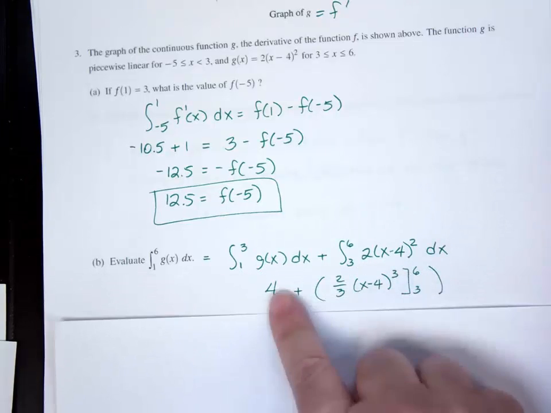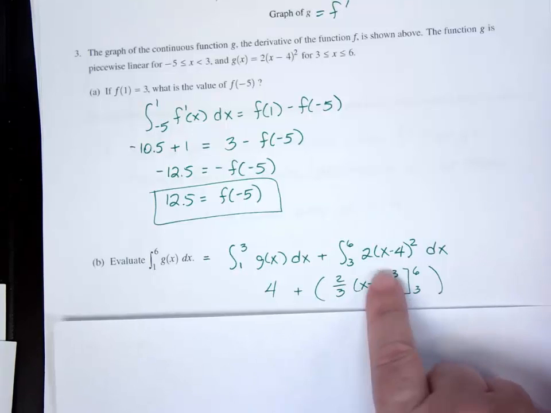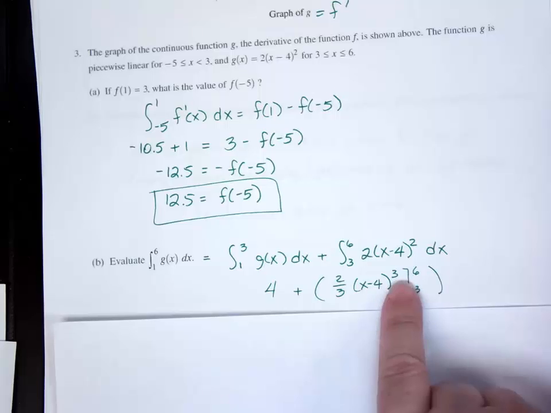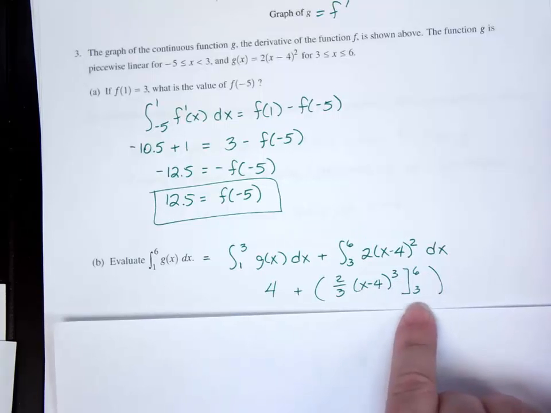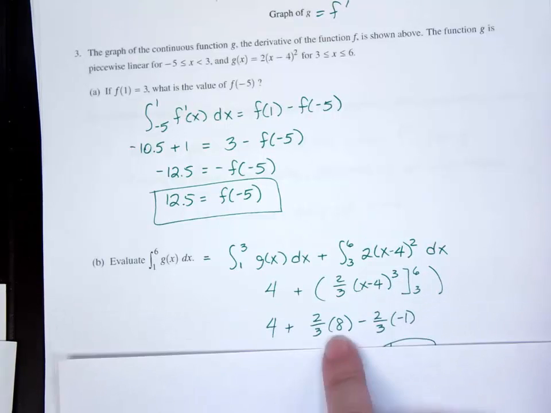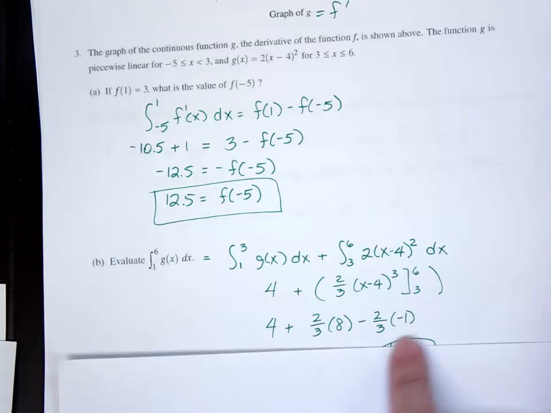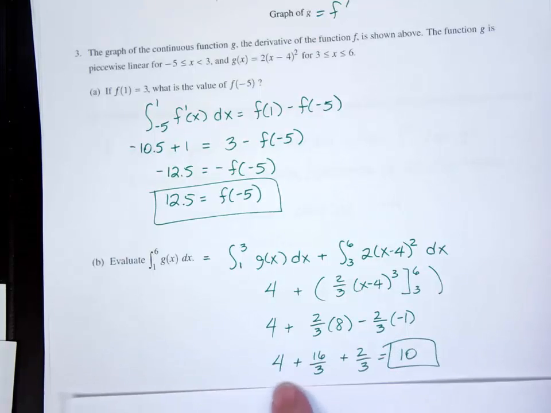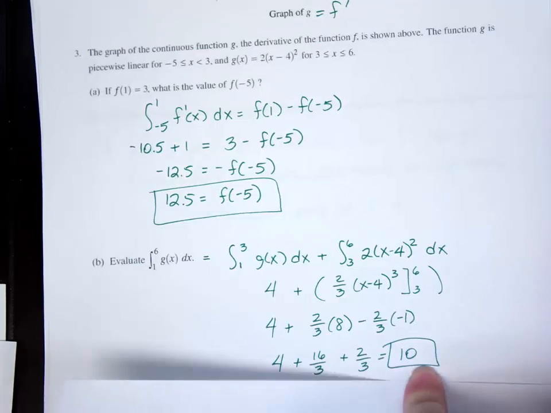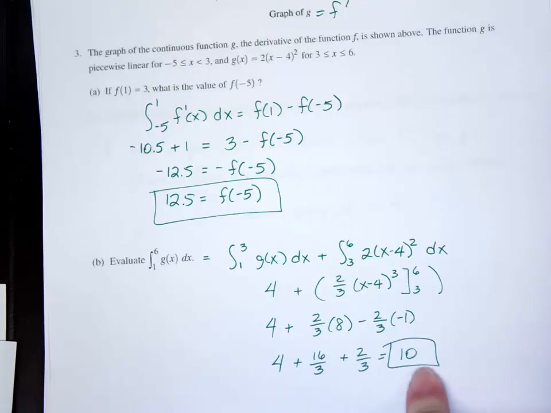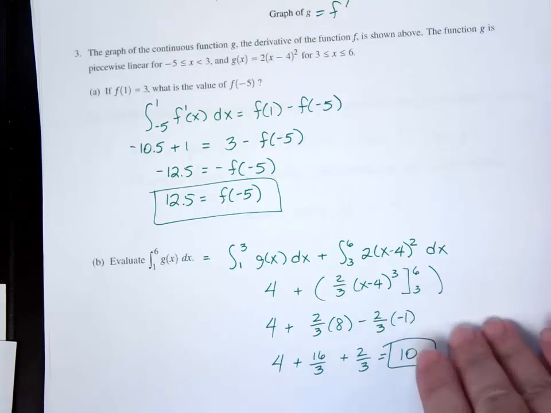So 1 to 3 of g is 4, it's 4 squares. And then the integral of this is 2/3 (x − 4)^3, evaluated from 3 to 6. And so you plug in the 6, you get 2/3 of 8 minus 2/3 of −1. You could theoretically stop right there. That is a valid answer. But if you continue, you discover that it's 4 plus 16/3 plus 2/3, which happens to come out to be exactly 10 units. So there's the answer to part B.